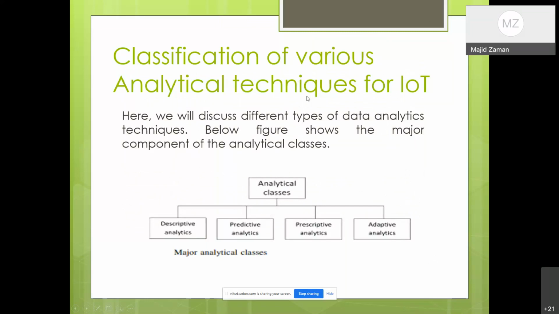So this is a classification of various analytical techniques for IoT. Here we will discuss different types of data analytics techniques. Below, one is analytical classes: descriptive analytics, predictive analytics, prescriptive analytics, and adaptive analytics.